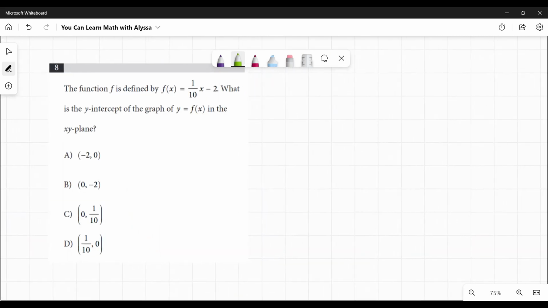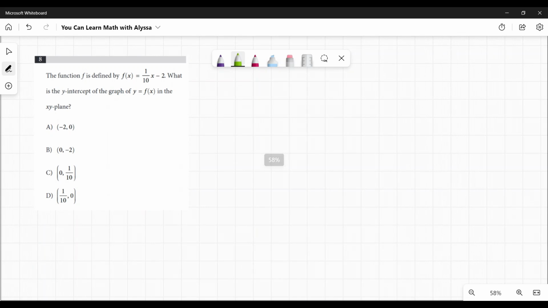Okay, on to number 8. The function f is defined by f of x equals 1/10 x minus 2. What is the y-intercept of the graph of y equals f of x in the xy-plane? A lot of times they use a lot of verbiage there. The y-intercept of the graph of y equals f of x in the xy-plane. That's a lot just to say, what is the y-intercept?